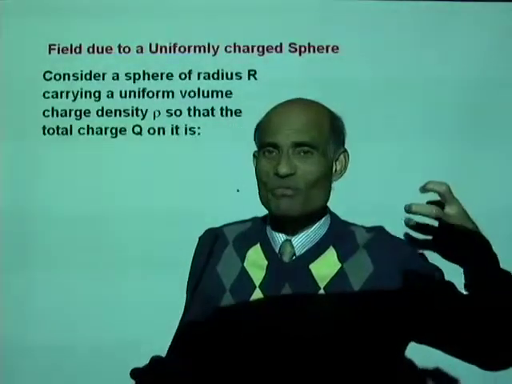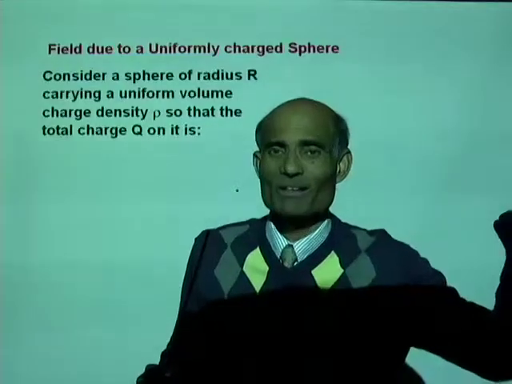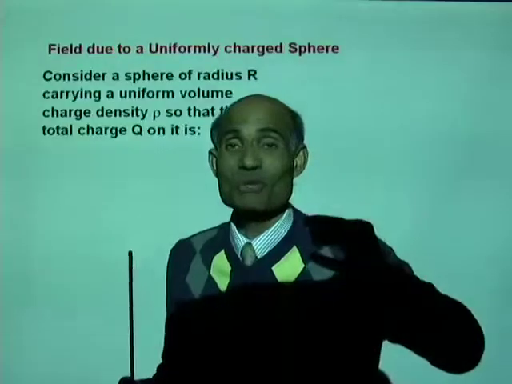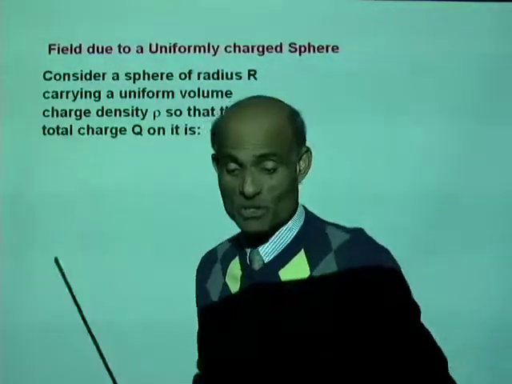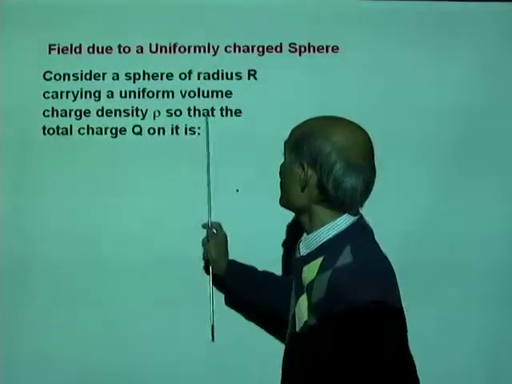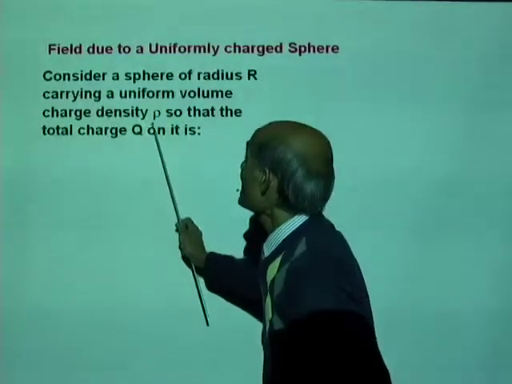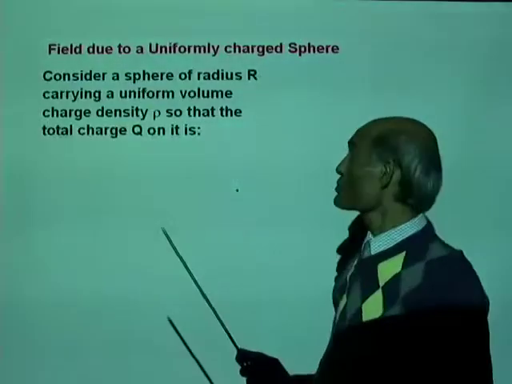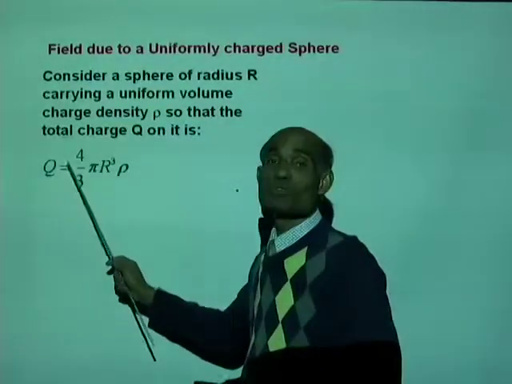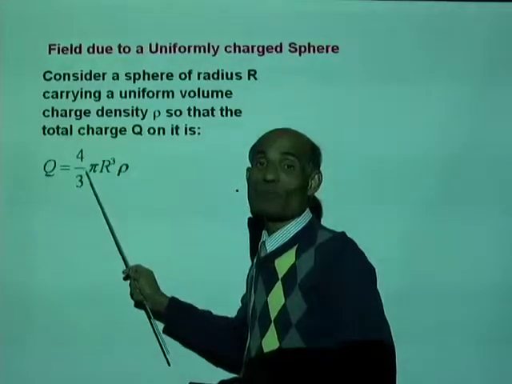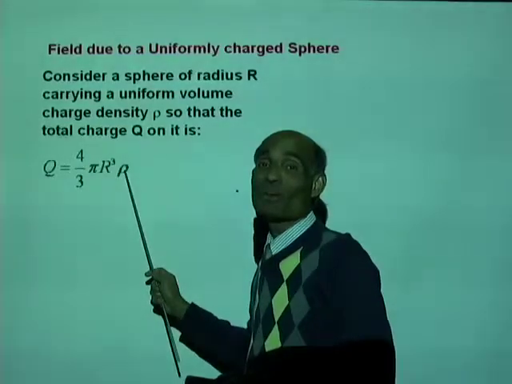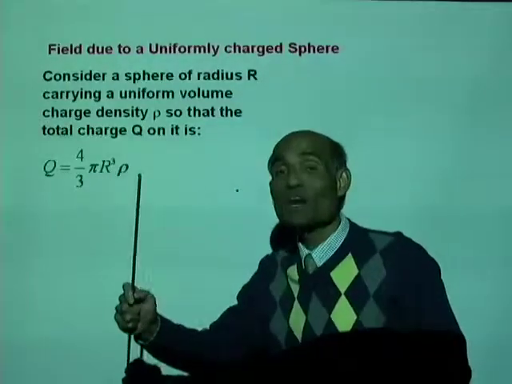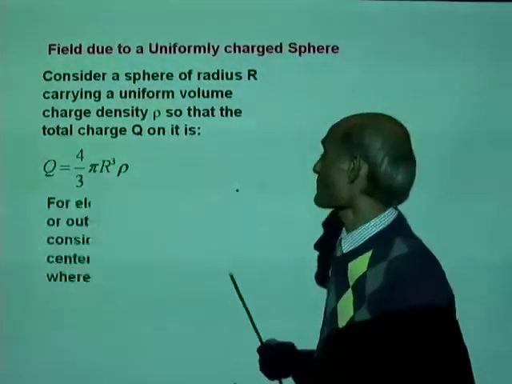What is the volume of a sphere of radius r? It will be 4/3 pi r cubed. Don't forget that. We will be using this as we go on. So, it has a charge density rho, so that the total charge Q will be Q equal to 4/3 pi r cubed rho. The volume of the sphere multiplied by charge per unit volume.